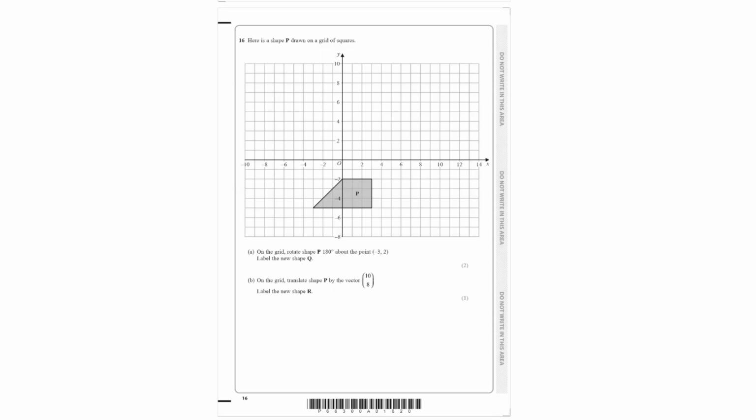Here is a shape P drawn on a grid of squares. On the grid, rotate shape P 180 degrees about the point -3, 2. So -3, 2 is our point of rotation. Label the new shape Q.